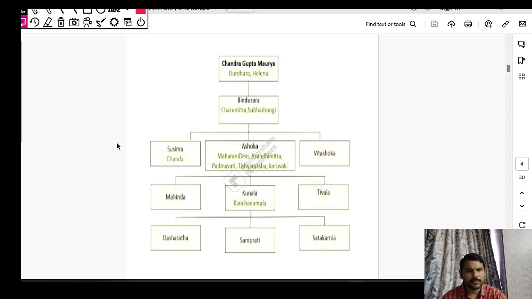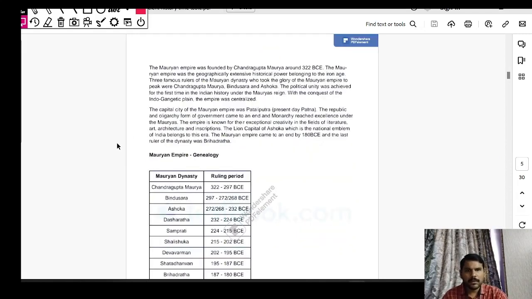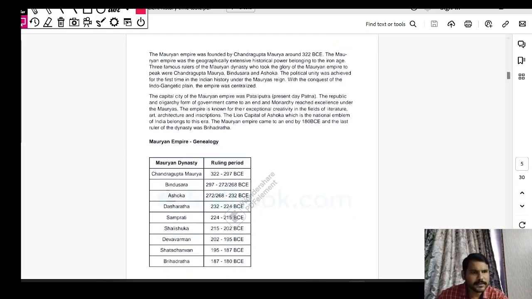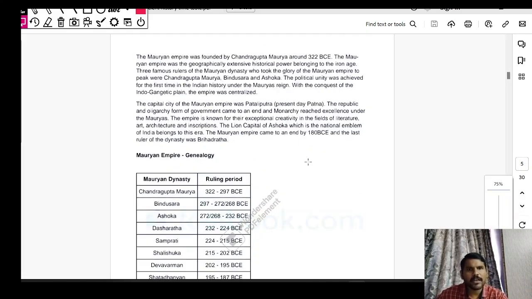Okay, so let's move forward. Here you can see some basics. The Mauryan Empire was founded by Chandragupta Maurya in around 322 BC. These are all important points you have to remember. It more or less occupied much of North India and the Deccan, and when Ashoka came, he occupied the Kalinga region also.